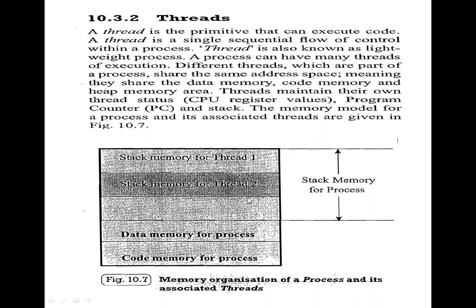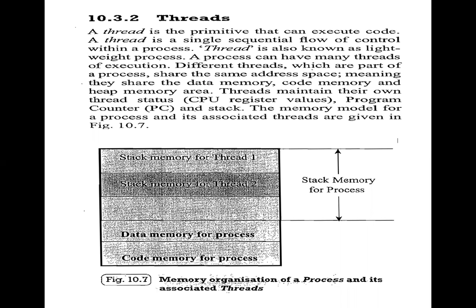Threads. A thread is the primitive that can execute code. A thread is a single sequential flow of control within a process. Thread is also known as lightweight process, whereas task is known as heavyweight process. A process can have many threads of execution.